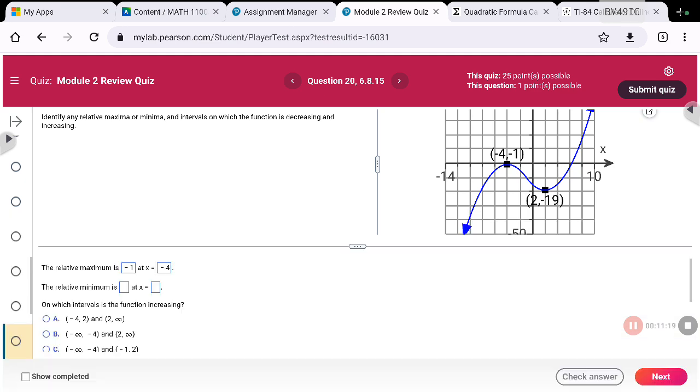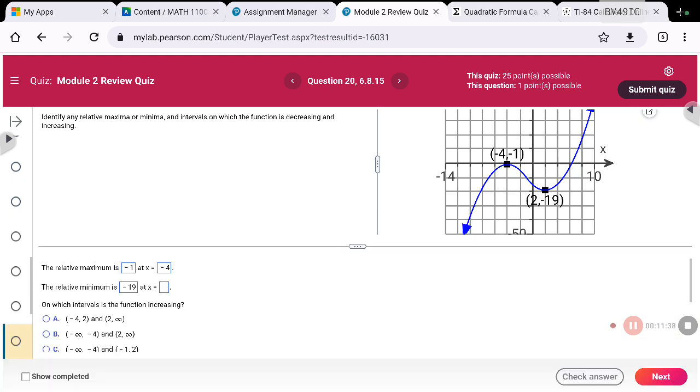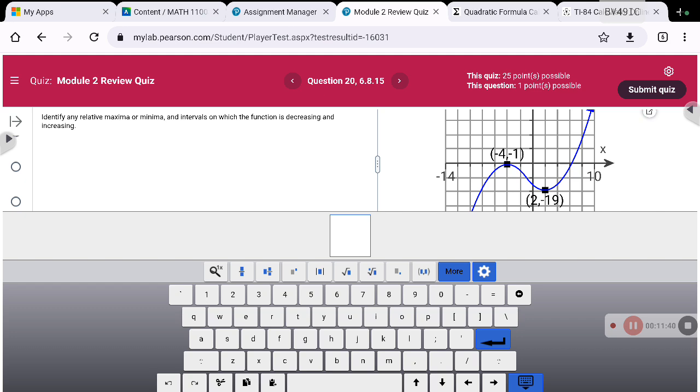The relative minimum is the point that's at the bottom of that valley, which is at 2, -19. So the minimum value, again, that's the y, so it's -19, and it occurs at x equals 2.